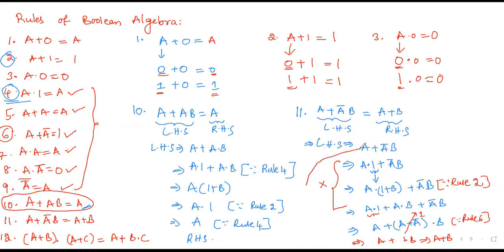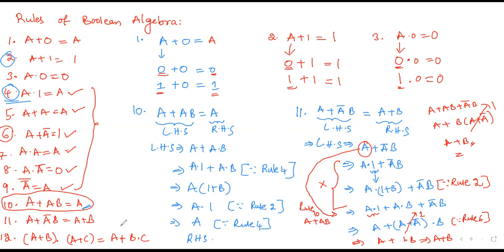So you can write directly, from rule 10, a is equal to a plus ab. A is equal to a plus ab, a plus a bar b. Again the same process. A plus, take b common, a plus a bar is 1, a plus b. Nice. Next, last one: a plus b into a plus c is equal to a plus b into c.